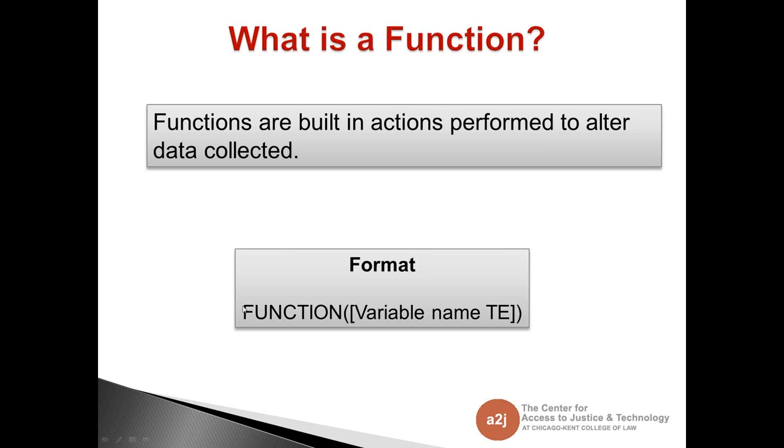The format for a function is the function itself, whatever the word is for the function, parentheses, and then the variable name. So data is collected by the end user and stored in variables. The function lets you manipulate this data. It's important to remember to wrap function variable names within functions in brackets. If you don't wrap a variable name in brackets and it has spaces in it, you'll get an error in A2J Author. So with our community standard for variable naming being to put a space between each word, and especially a space between the word and the two-letter indicator, it's important for you to remember to include brackets in your function format.